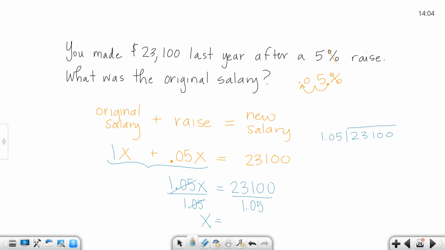Okay, so we can come to the side and divide it out. I can't divide it like it is right now because it's a decimal. So I'm going to move my decimal 2 places, which means I move my decimal 2 places here. So 105 goes into 231, it goes 2 times. So let me rewrite it a little bit neater.